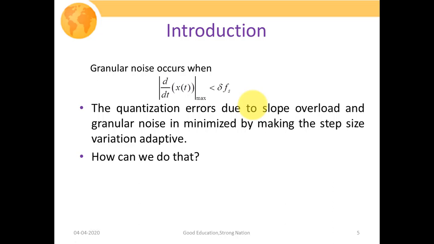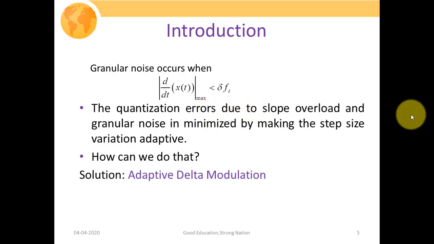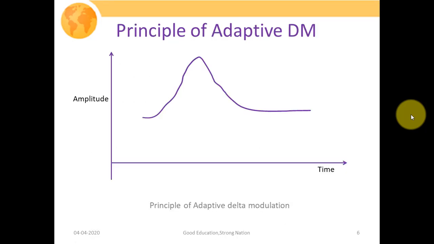If we can make the step size variation adaptive, I mean if the signal variation is high, then automatically the step size should increase, and when the signal variation is low, it automatically reduces its step size. So this is how we can limit our error. So how can we do that? The solution is adaptive delta modulation.